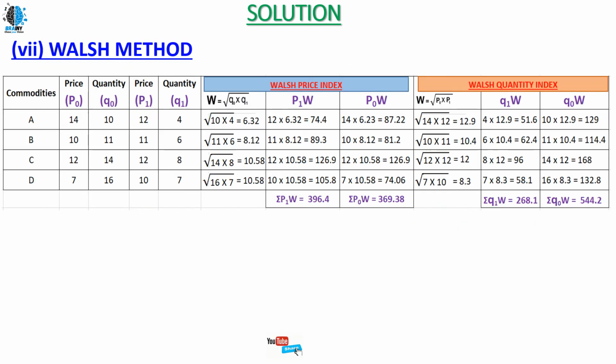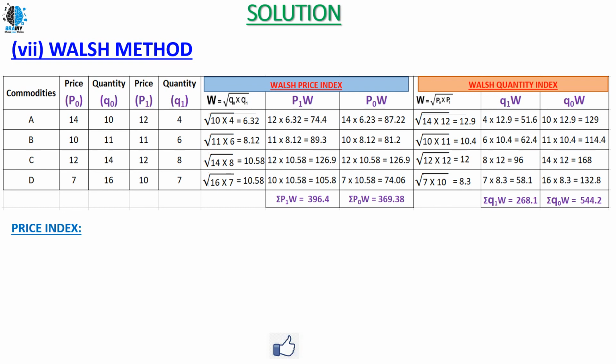In the same way, I'm going to find for the quantity index of the Walsh method. I'm going to do the calculation for the quantity index as well. So I will be getting the summation values for the quantity index. Summation Q1 W equals 261.1 and summation Q0 W equals 544.2. So these are my quantity index values.